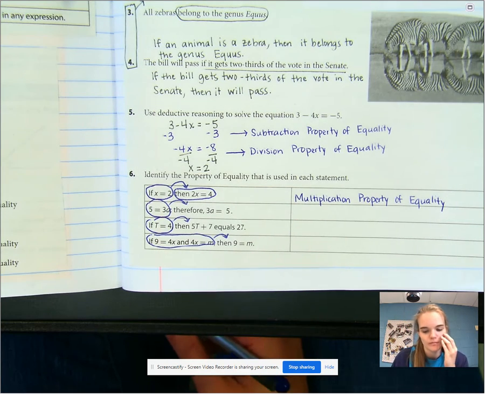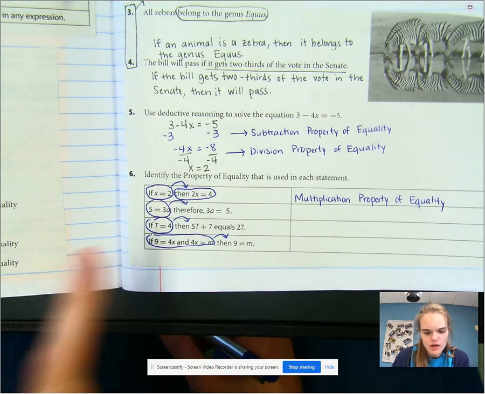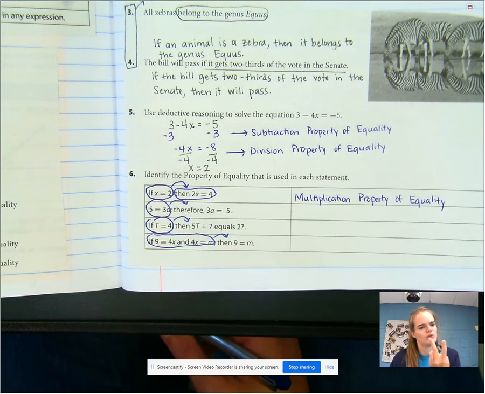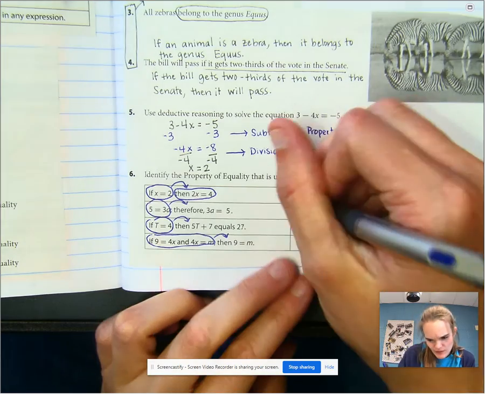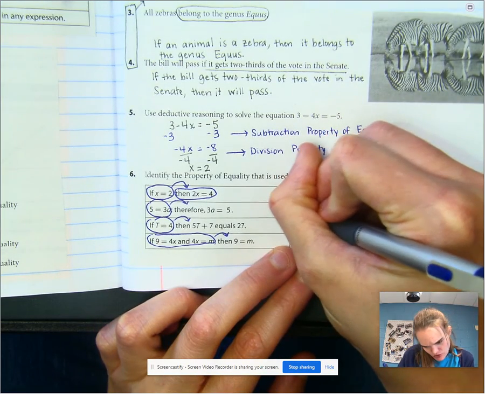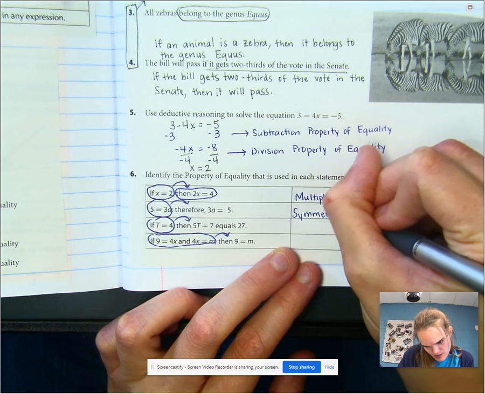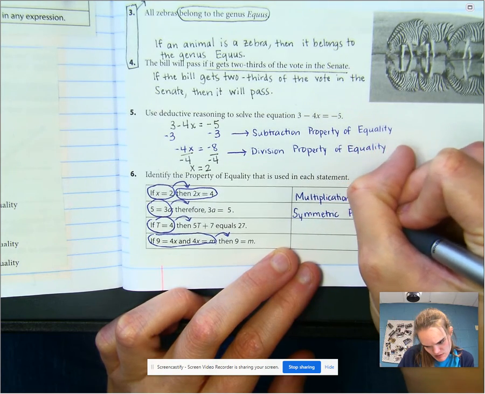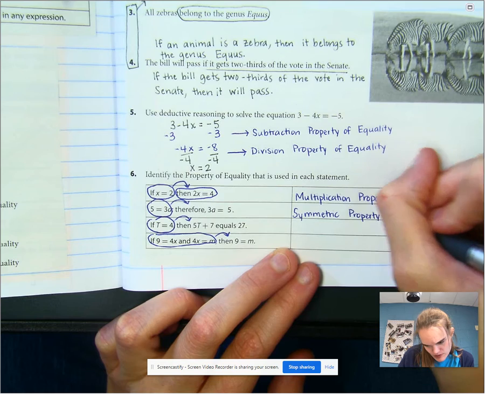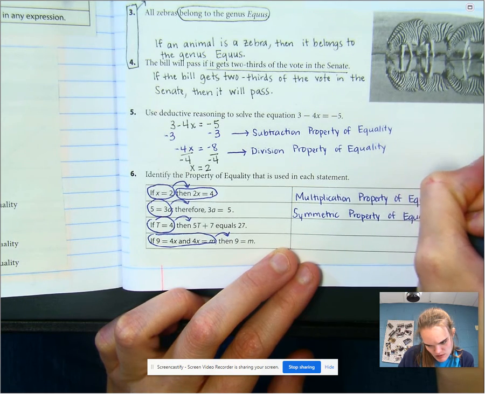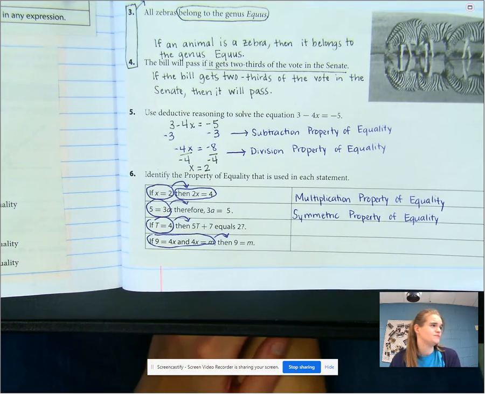Okay? So, 5 equals 3a. Therefore, 3a equals 5. It looks like we just swapped them. That is the symmetric property of equality. Okay?